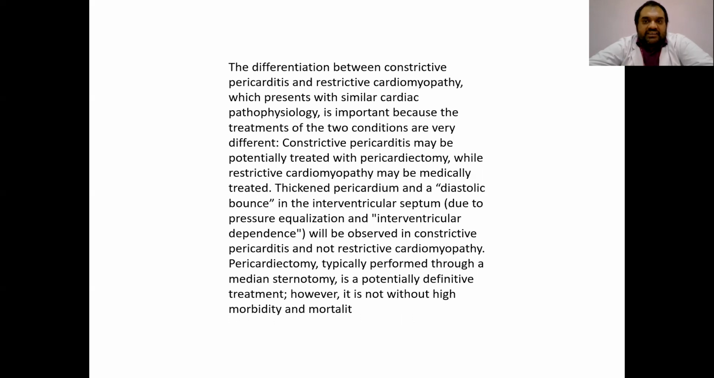The constrictive pericarditis may be potentially treated with pericardiectomy, while restrictive cardiomyopathy may be medically treated. Thickened pericardium and a diastolic bounce in the interventricular septum due to pressure equalization and interventricular dependence will be observed in the constrictive pericarditis and not restrictive cardiomyopathy. Pericardiectomy, typically performed through a median sternotomy, is a potential definitive treatment. However, it is not without high morbidity and mortality.